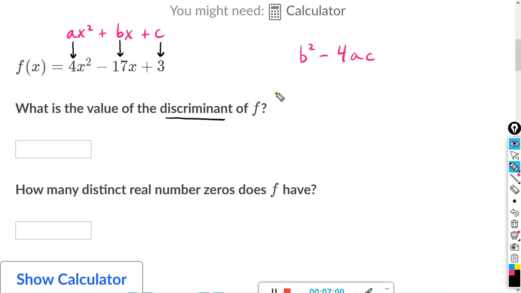This is the formula for the discriminant. All right, so b squared minus 4ac. For b, we have negative 17, and that whole thing gets squared. Make sure you use parentheses. Then minus 4 times a, which we said was positive 4, times c, which we said was positive 3. I'm going to do this on the calculator, and I get 241.